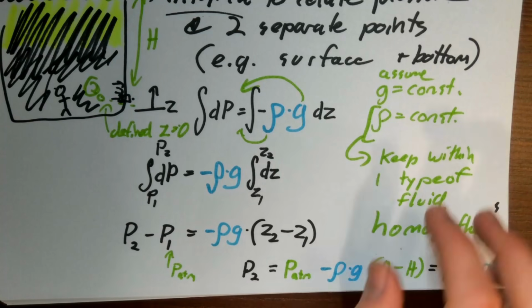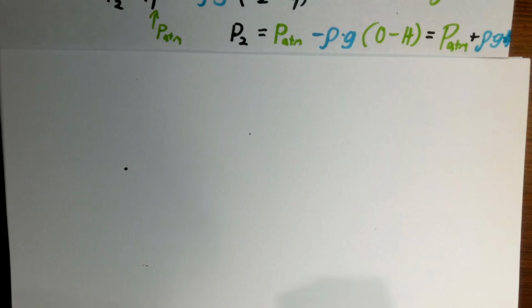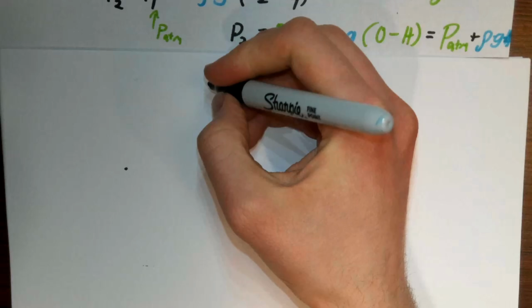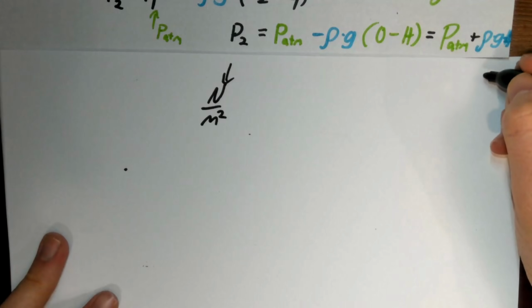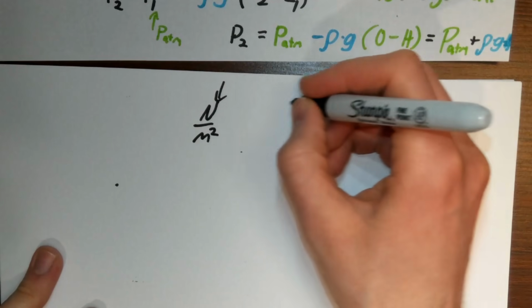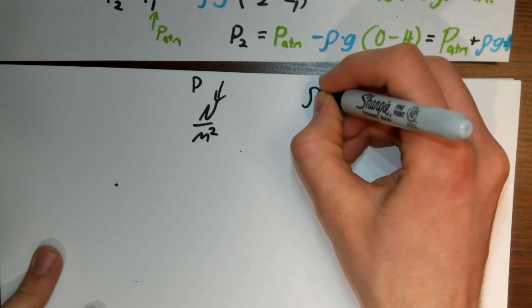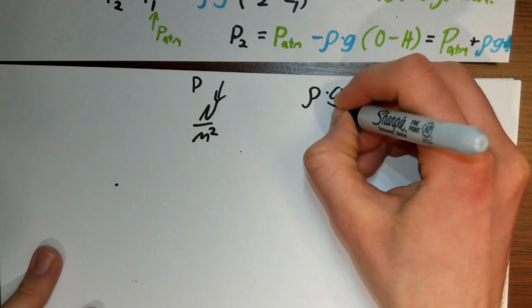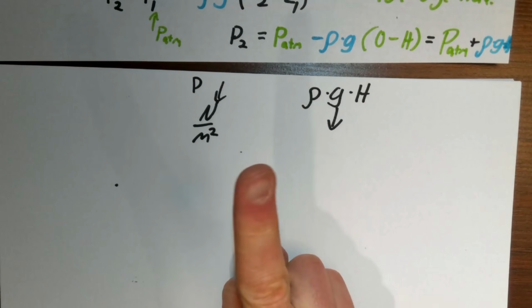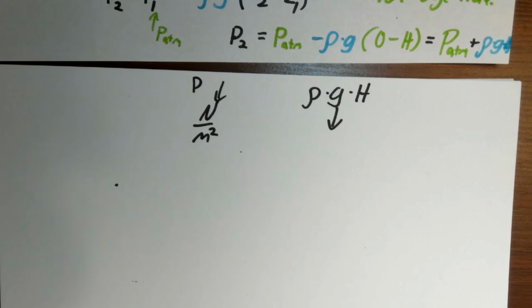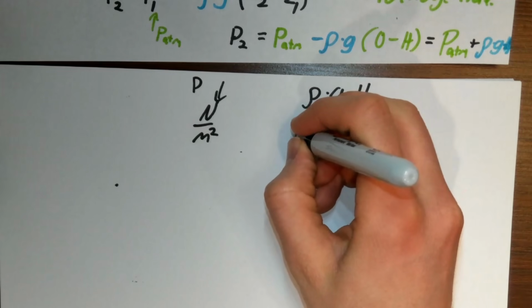Anytime we get some result like this, it's useful to do a sanity check. If I think about pressures, pressures ought to have units of newtons per meter squared, right? And if I think of rho gh, well, that better end up with units of newtons per meter squared too. Otherwise, you know who is going to be very, very upset. So rho gh, here we have it.